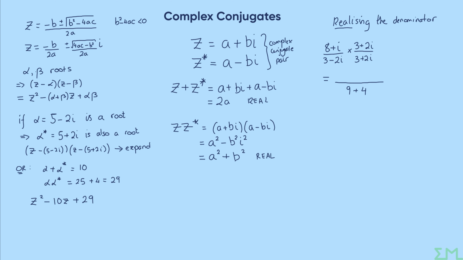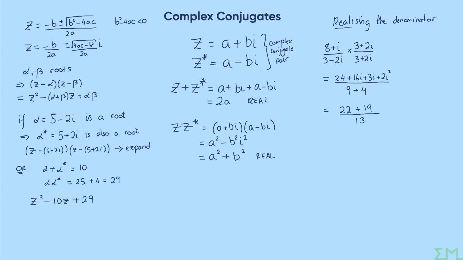Now on the top, we're going to be doing (8 plus i) times (3 plus 2i). So 8 times 3 is 24. Then plus 16i. Then we've got plus 3i. And then we've got plus 2i squared. The denominator is going to be 13. In the numerator, we know we're going to have to deal with this i squared. So i squared is minus 1 again, so that's going to become minus 2. So that actually becomes 22 for the real part, and then the imaginary part is 19i.